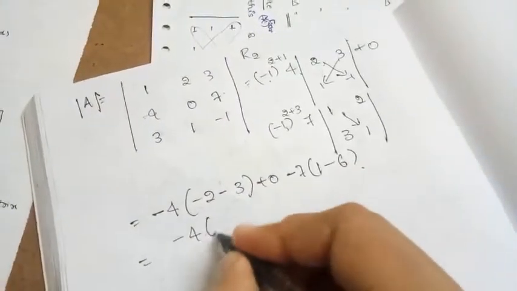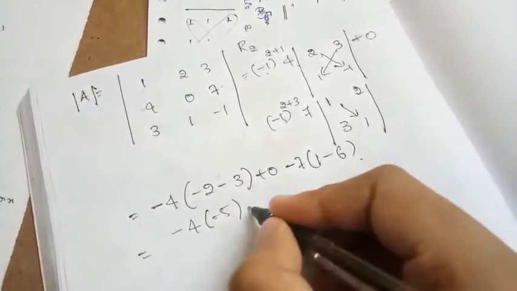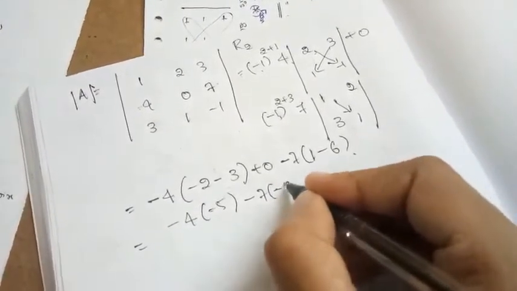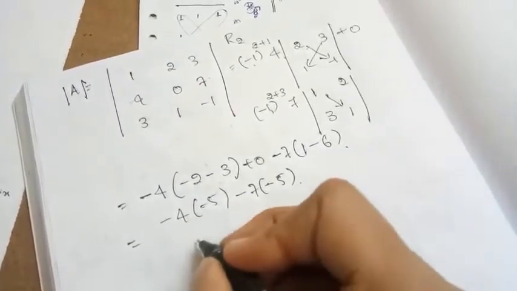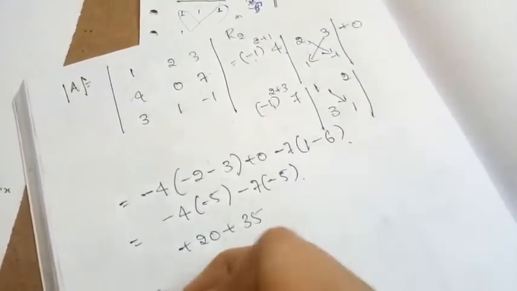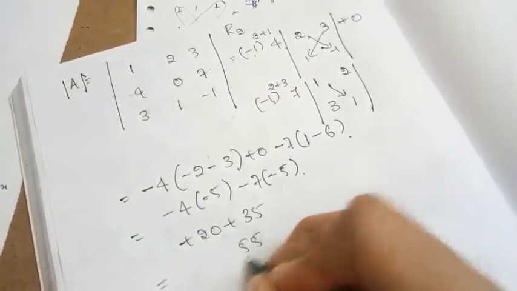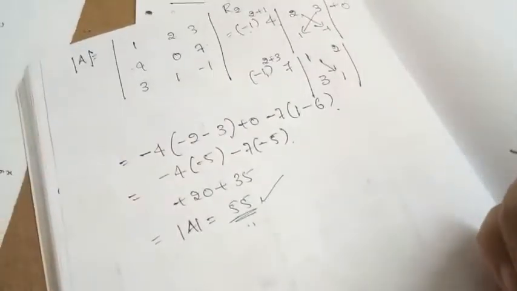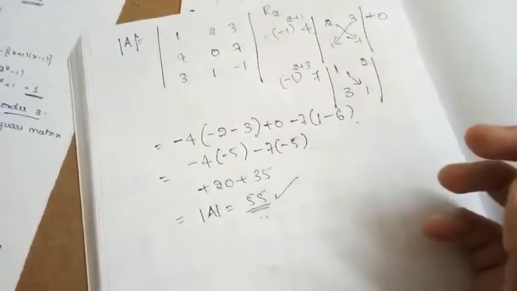Now I am going to solve this. -4 into -5, and -7 into -5. So it is nothing but plus 20 plus 35, which is 55. So the determinant of this matrix A is 55. This is how we got the value of this determinant of order 3.